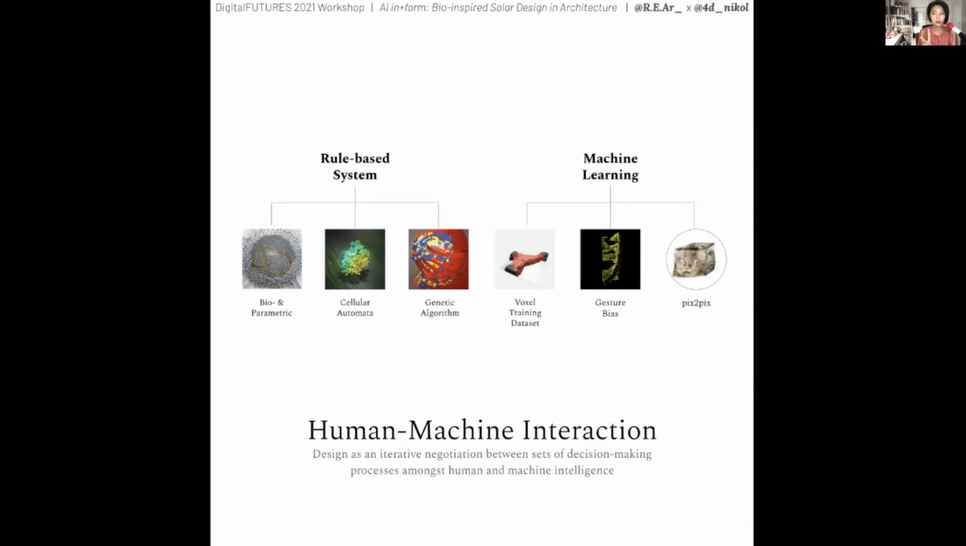So there are two types of algorithm that we're using. First one is rule-based systems. Second one is machine learning. And basically we're going to combine bio and parametric, cellular automata, and genetic algorithm for form finding as rule-based.